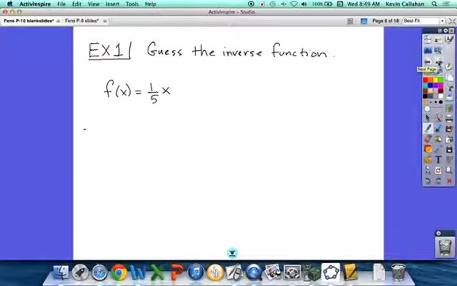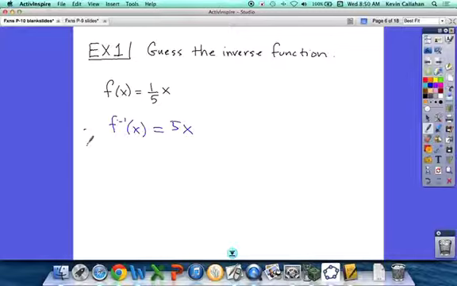So the first examples here are just kind of like guessing an inverse. If f of x equals 1/5 of x, what do you think would be the inverse of that? Right? This means like if I put in x equals 5, y equals 1, what would be the opposite? What would take you from 1 to 5? Yeah, how about, you could think of it like 5 over 1, or how about just 5x?